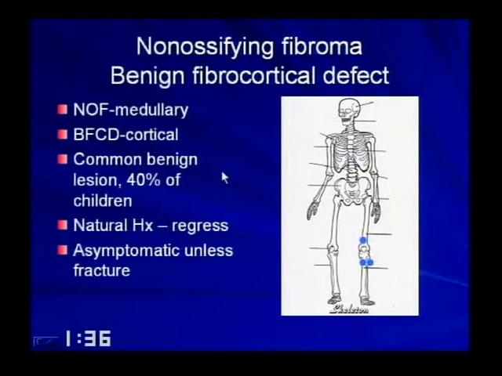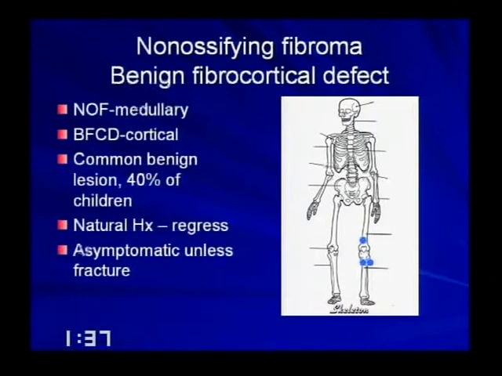Okay, let's talk about fibrous lesions as we wind down. Probably the most common benign fibrous lesion we see is a non-ossifying fibroma, NOF. Same thing pathologically as a benign fibrocortical defect, except the benign fibrocortical defects are, of course, in the cortex. Some people call these fibroxanthomas. That's fine. They arise in young patients. Up to 40% of children probably have these, and they're asymptomatic unless they fracture. And the natural history is they go away.